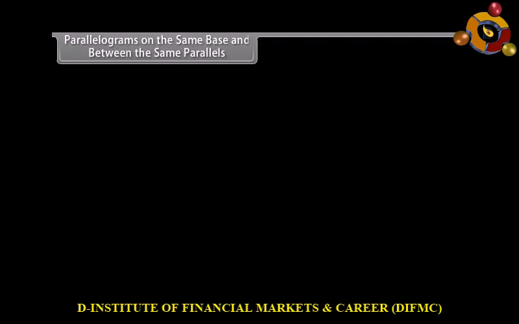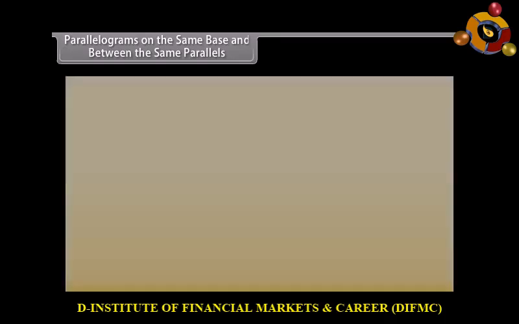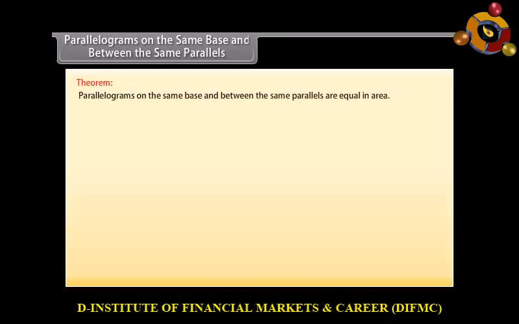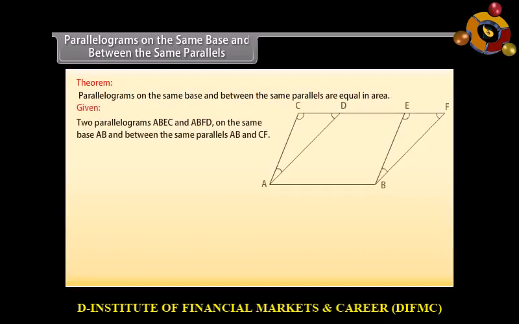Parallelograms on the same base and between the same parallels. Theorem. Parallelograms on the same base and between the same parallels are equal in area. Let us prove this theorem. Proof. Two parallelograms ABEC and ABFD on the same base AB and between the same parallels AB and CF are given. We need to prove that area of ABEC is equal to area of ABFD.